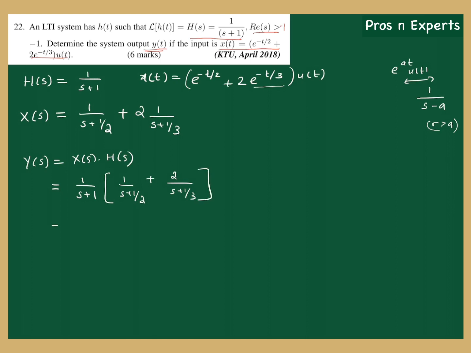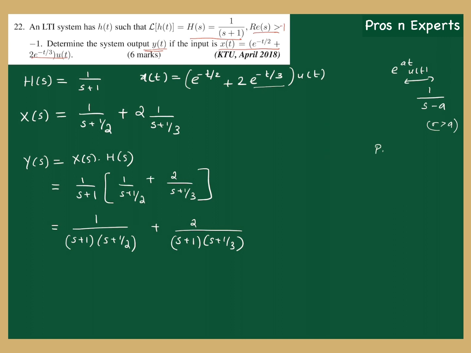Okay, and if I take 1 by s plus 1 into the bracket, I can write it as 1 by s plus 1 into s plus half, plus 2 by s plus 1 into s plus 1 by 3. Now the question is to find the output y of t in the time domain. But what we got is the output in the Laplace domain. So we have to calculate the inverse Laplace transform. For that, the first thing you have to do is make it a partial fraction.